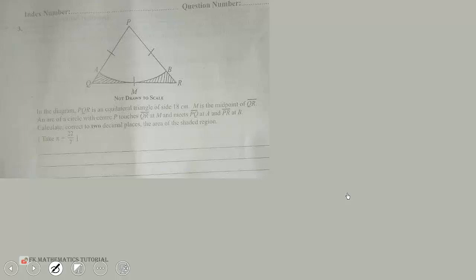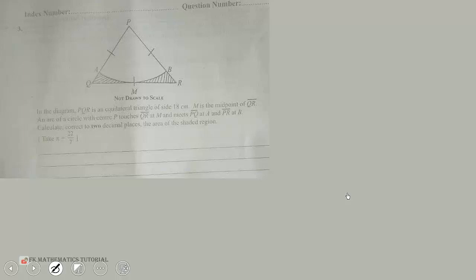In a diagram, PQR is an equilateral triangle of size 18 centimeters. M is the midpoint of QR. An arc of a circle with center P touches QR at M and meets PQ at A, and line segment PR at B. Calculate correct to 2 decimal places the area of the shaded region.